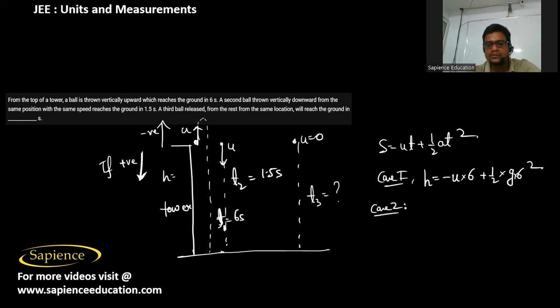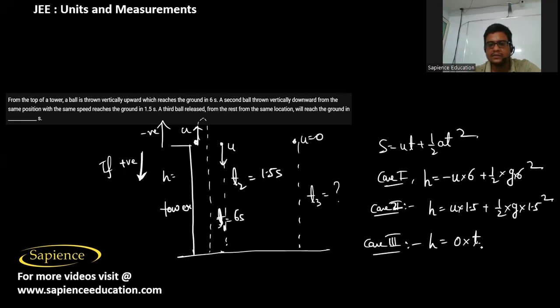And case 2 is h, that is equal to, the initial velocity is downwards here, so it will be u into 1.5 plus half g into 1.5 square. And case 3 is height, the displacement is h, and initial velocity is 0, and time we have to find, which is t3, plus half g into t3 square. So t3 we have to find out.